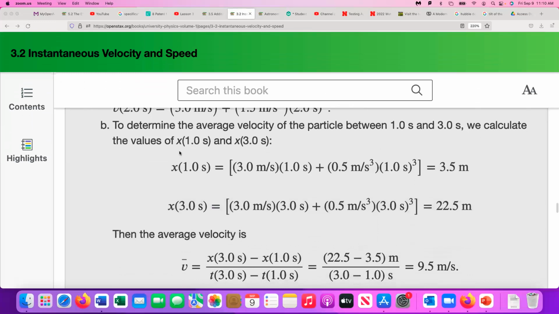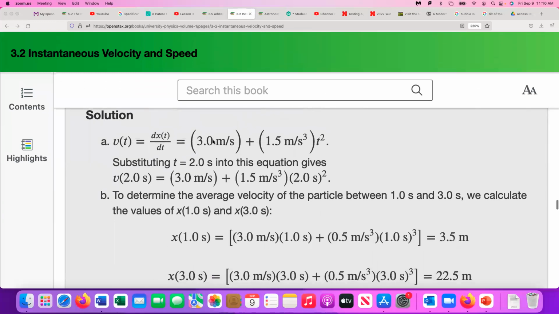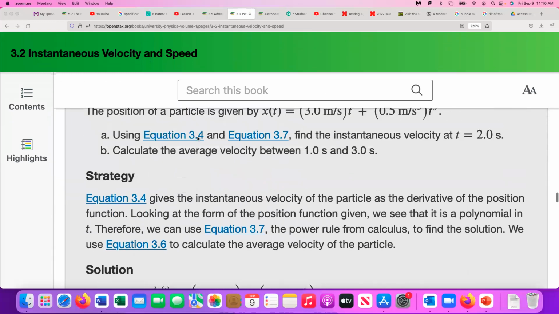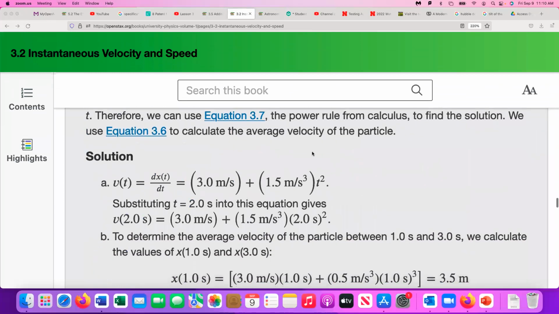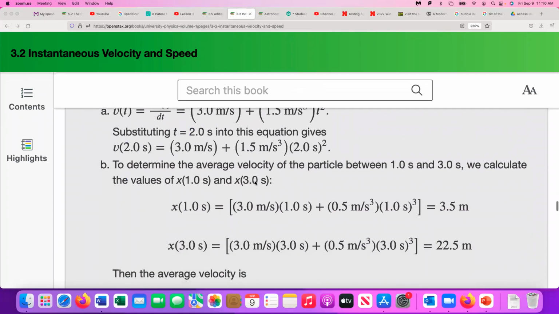That's what they do here. They use the original function. They'll use this function up here, right here, and they'll calculate x at time 1 second and x at time 3 seconds.